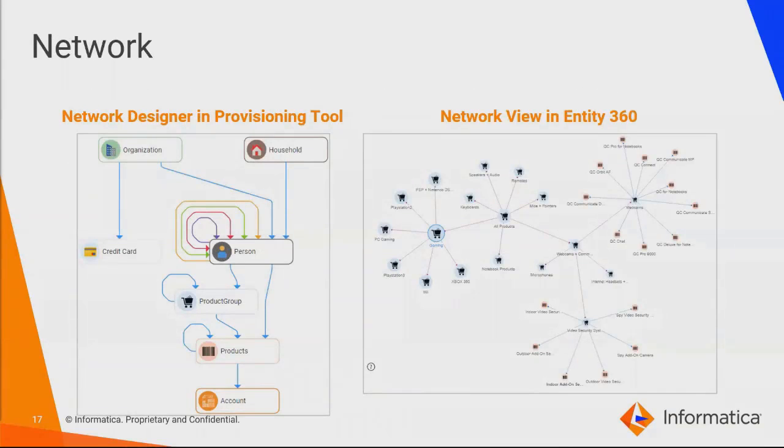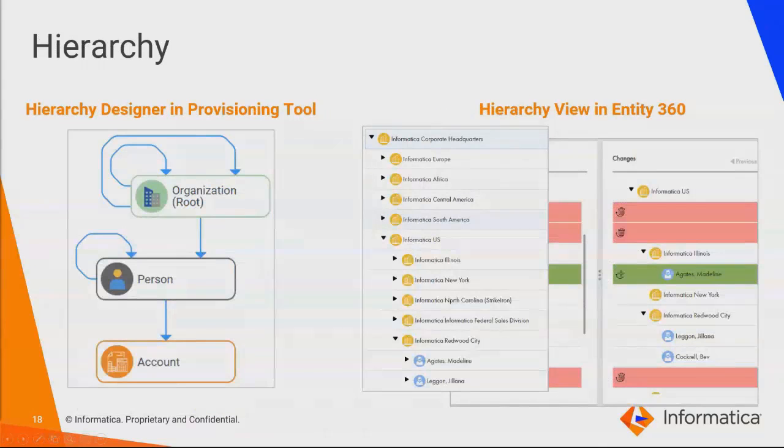Network is a simple and visual way to analyze connected data to enable business users to discover and extract full value from connected data. Configuration is done in the provisioning tool. As you can see, business entities can have colorful icons. And you can see how the network view looks in the E360 UI. Hierarchy is also configured in the provisioning tool at the hierarchy designer, and the screenshot shows how the hierarchy view looks in E360.